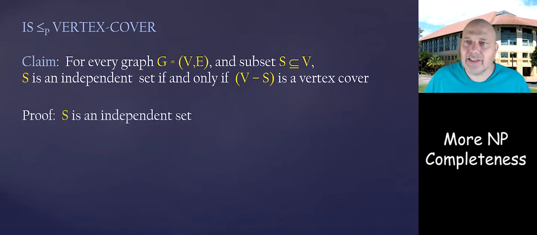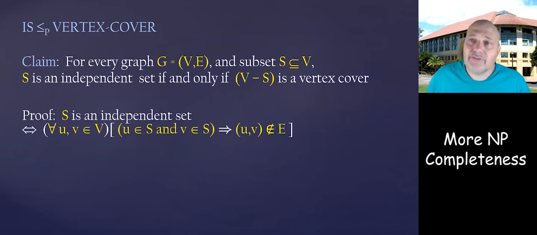Let's prove it. S is an independent set if and only if for every 2 vertices, if both the vertex U and V are in S, then UV is not an edge. It's an independent set. There are no edges between 2 vertices in S. This is a complicated way to say something very simple. For every 2 vertices in S, there is no edge between them.